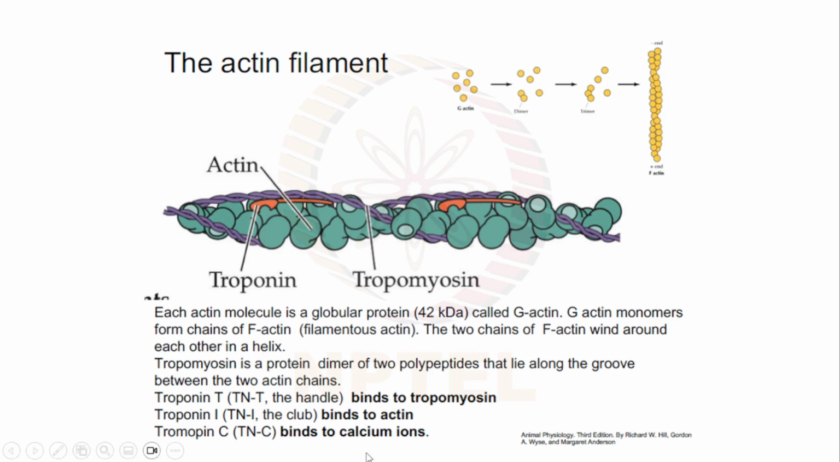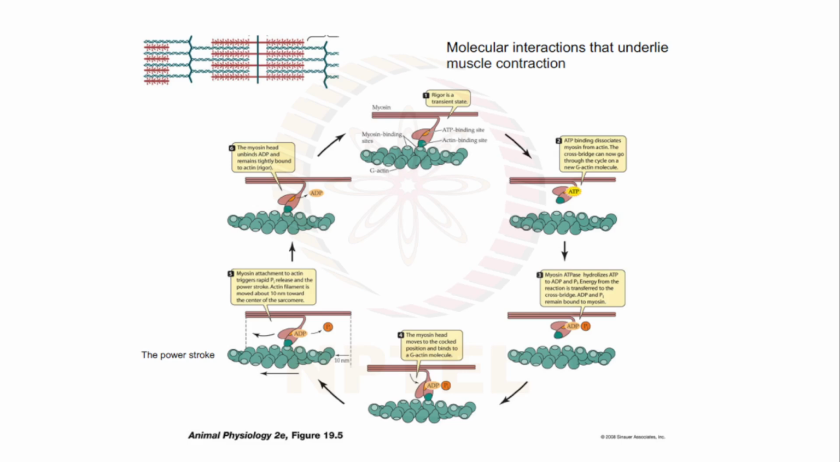As I told you, another protein that is involved is troponin on the actin. This troponin actually has three sites to bind. One, it binds to tropomyosin. Another site, it binds to actin, and on the third and last site, it binds to calcium ions. These calcium ions are important for a muscle to contract. How these calcium ions are important, we'll see further now.